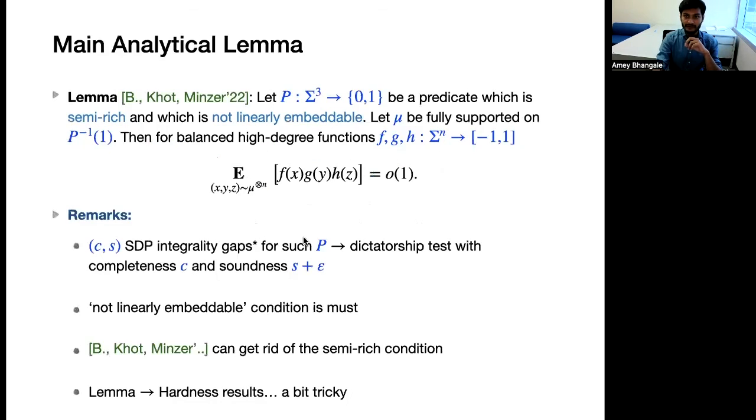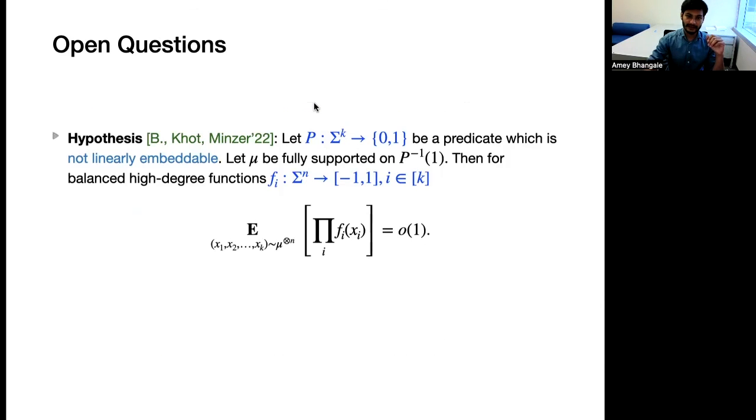Recall that we can show this for 3-ary predicates, but as of now, we don't know how to extend that to 4-ary, 5-ary, and higher arity predicates. And we conjecture that this condition is enough for this conclusion to hold.